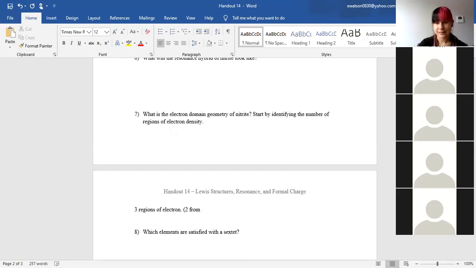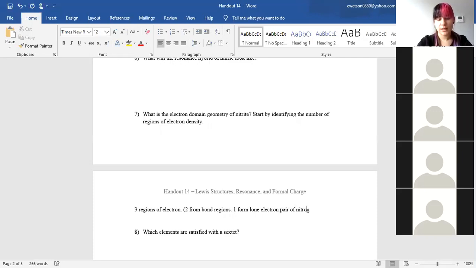Is it from the oxygen? You're good. It's going to come from the 2 bond regions, and 1 from the lone electron pair on nitrogen.